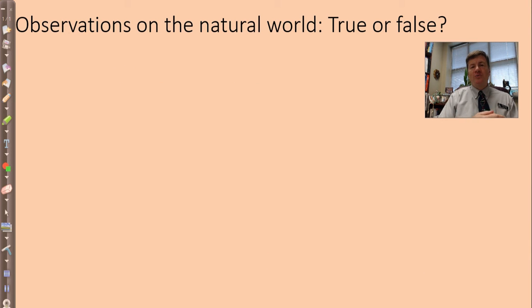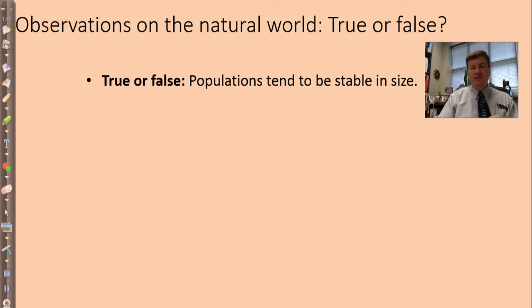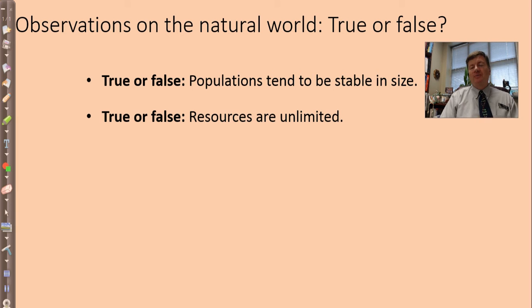So before we get into what Darwin said, let's do a quick true-false. Okay, true or false? Populations tend to be somewhat stable in size. That is true. And Darwin noted that populations don't get huge and then get real small and get huge and get real small. Populations are kind of in balance with everything else and are not really exploding in size. They're staying stable. True or false? Resources are unlimited. You know the answer to this from our discussions in the last unit. Resources are limited. So this is false.